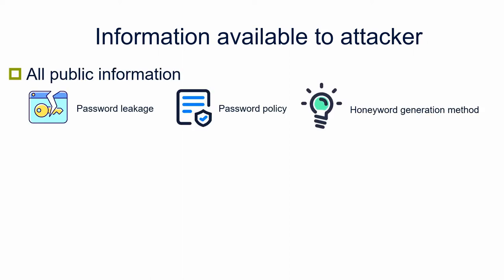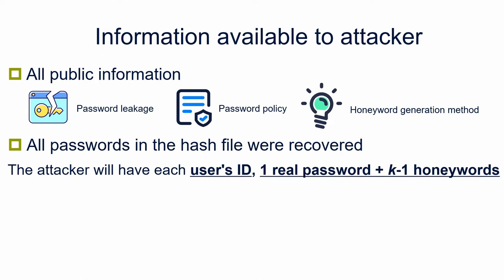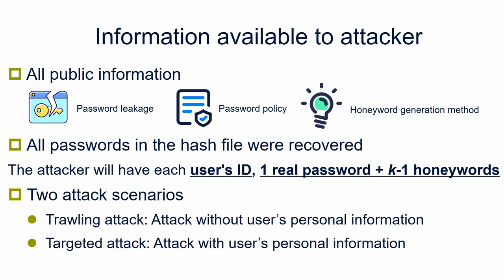We assume that the attacker has somehow already known all public information, such as leaked password lists, password policy, and the Honeyword method. In the worst case, all passwords in the hash file were recovered. At this time, the attacker will have each user's ID, one real password, and k-1 Honeywords. According to whether or not user personal information is used, we divide the attack scenarios into trawling attacks and targeted attacks.